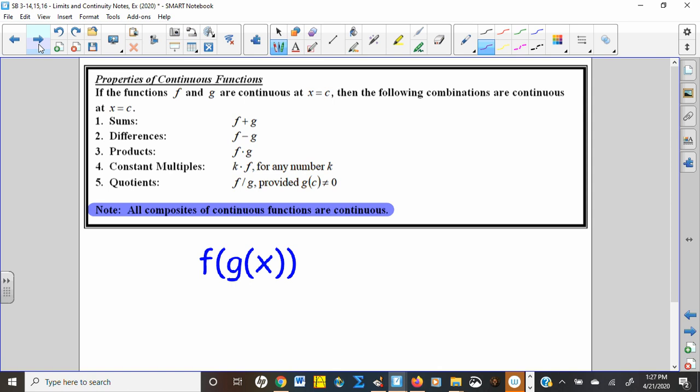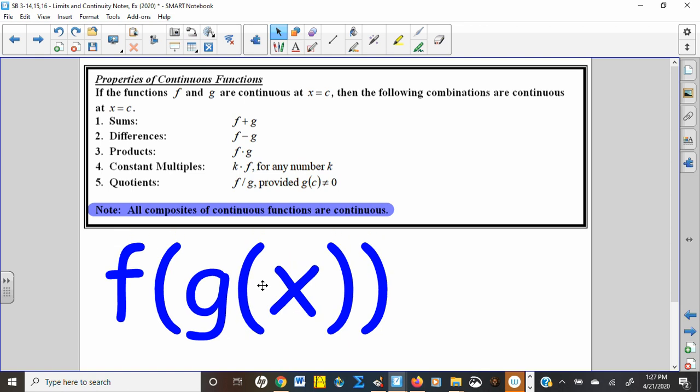So basically this says if you have two continuous functions, f and g, and you add them, subtract them, multiply them either by each other or by a constant, divide them as long as the denominator isn't zero, right? You will create new continuous functions. And even if you put one of them inside of the other, we call that composition. Remember, composition of functions. So f of g of x, if f and g are both continuous, f of g of x will also be continuous, okay?